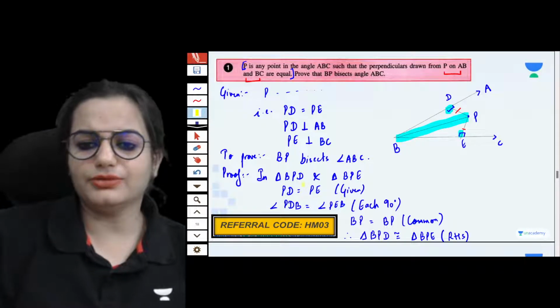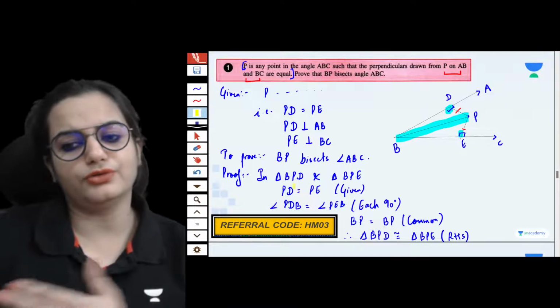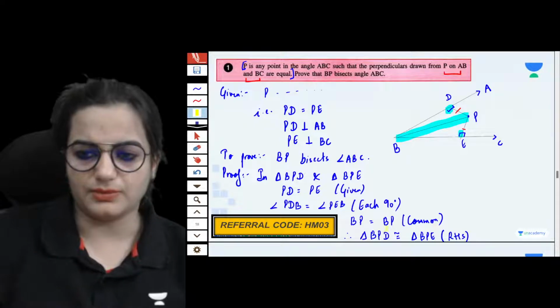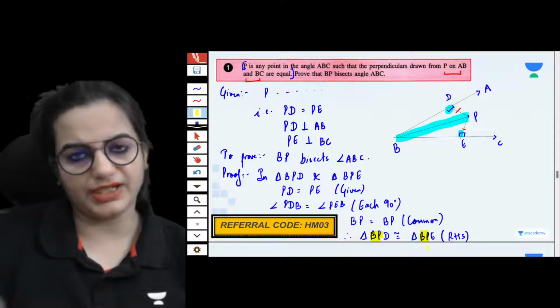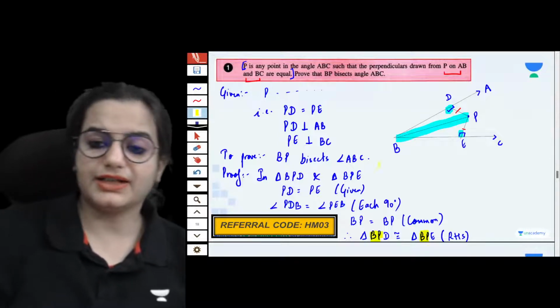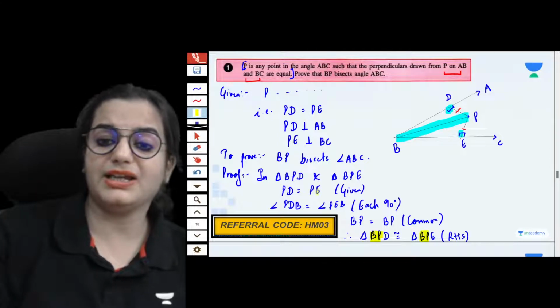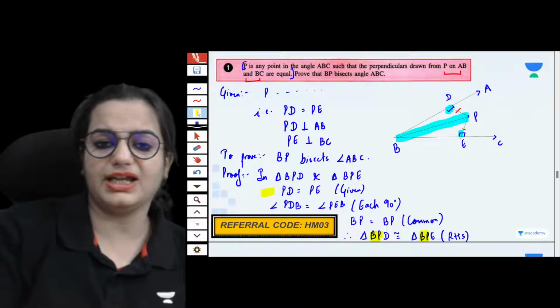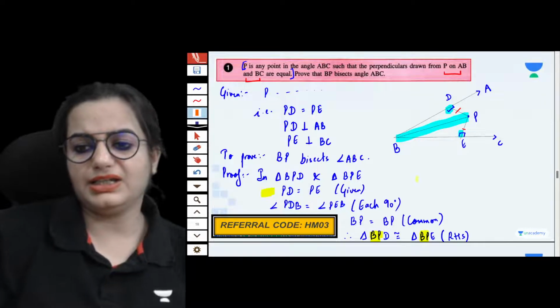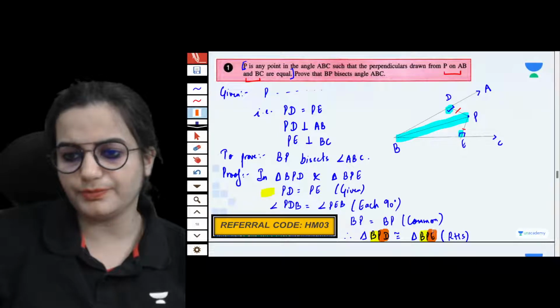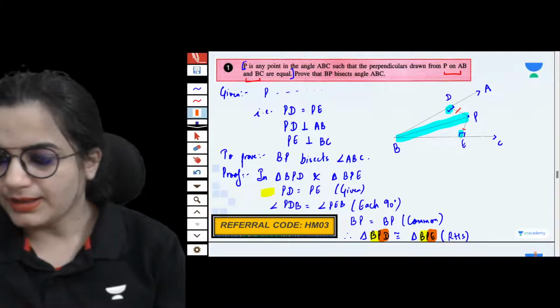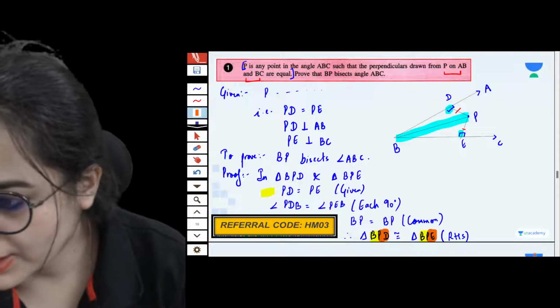See, I told you that first of all we will go with the sides. BP equal BP, right? Now the next part I am taking PD and PE, okay, PD and PE. So PD and PE, clear.